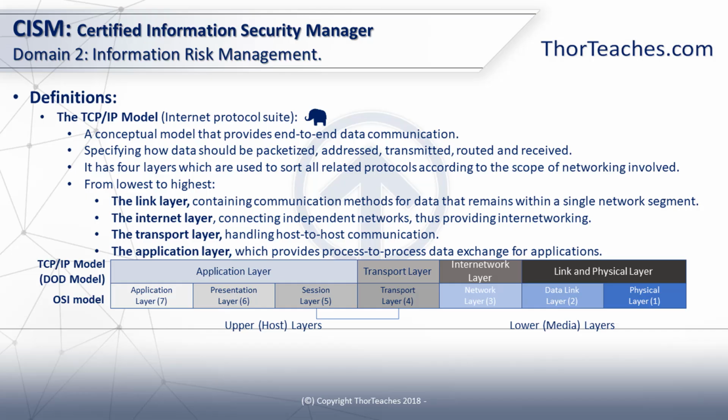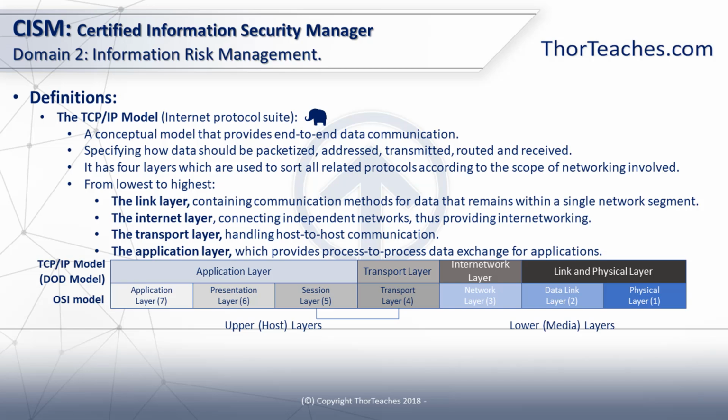The link and physical layer is the lowest layer. It has all the communication that we send and receive within a single local network segment, and it spans both the physical and the data link layer on the OSI model. Layer 2, or the internet network layer, maps directly to the network layer on the OSI model, which is IP connections between networks, providing, well, internetworking.